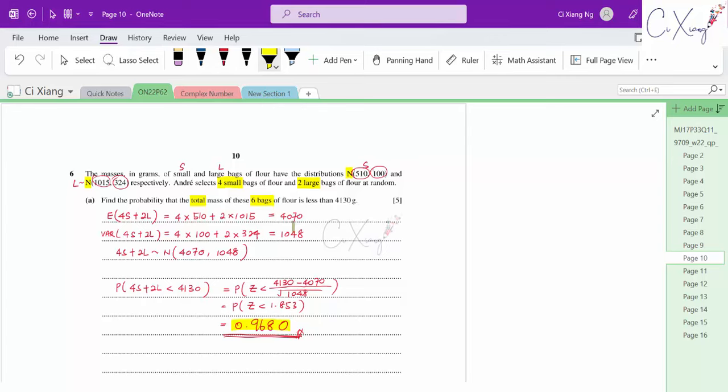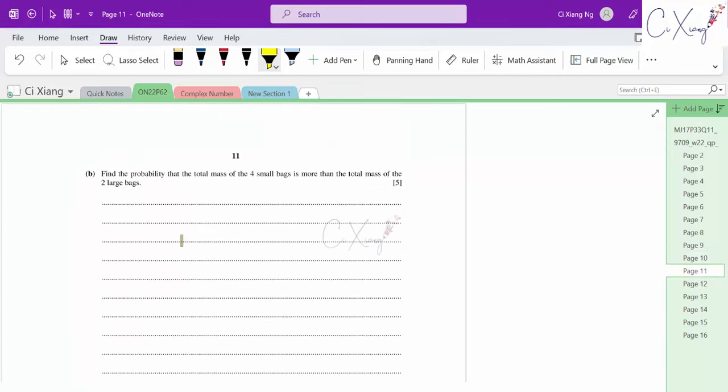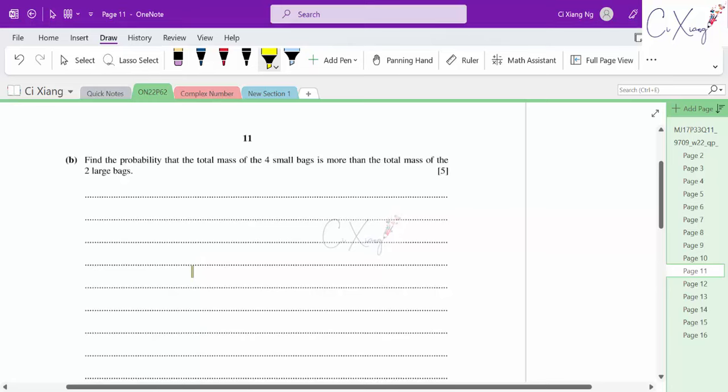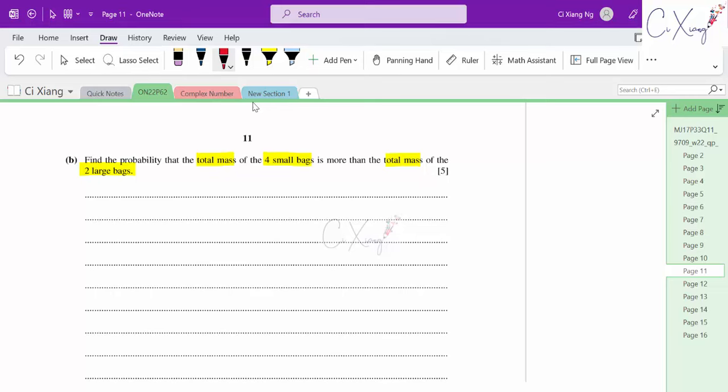Alright, then let us proceed to part B. For part B, they are saying to find the probability that the total mass of the 4 small bags is more than the total mass of 2 large bags. So from here, you can see very clearly that they are still talking about the total. So 4 small bags means 4S greater than 2L. But when you want to calculate the probability of 4S greater than 2L, we can't really calculate it. We have to move all the variables to one side first. It means that eventually we will have 4S minus 2L greater than 0. So before we start, we need to find out the mean and also variance for this random variable, 4S minus 2L.